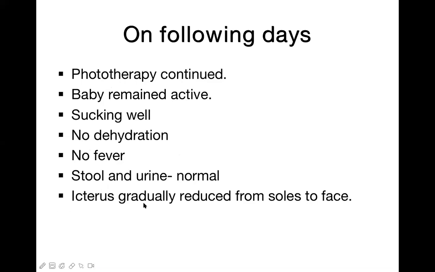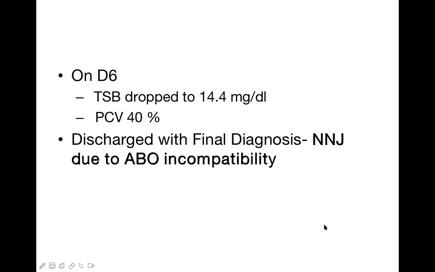But the icterus gradually reduced from soles to face now. Because of this phototherapy, which is the treatment of jaundice, it gradually decreases. That is a very good point for the baby. Now, on day 6 of hospital admission, the total serum bilirubin dropped to 14.4 milligram per deciliter. So it is decreasing. Packed cell volume was 40%, and they discharged the baby with a final diagnosis of ABO incompatibility. So this is neonatal jaundice with ABO incompatibility.